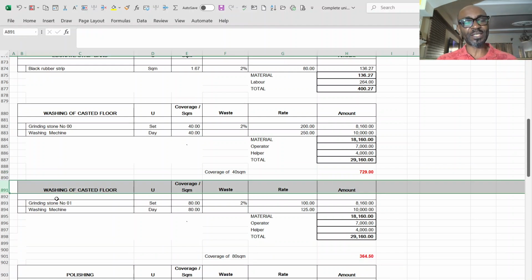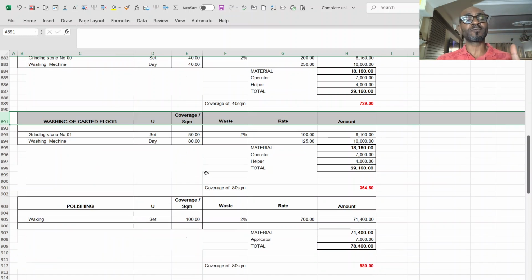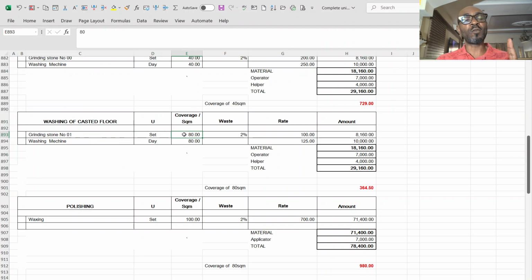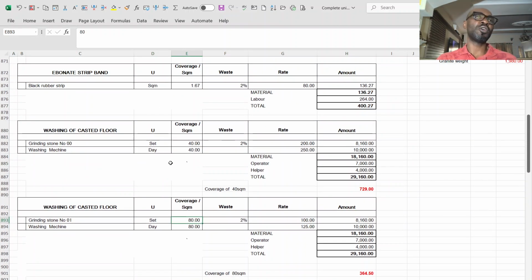Then for the second phase, somebody will be thinking, why didn't I just take the washing in one soup by either adding the 00, 01, 02, depending on what finish that I am trying to attain. Why I didn't do that is because for a 01, the coverage differs, it is 80 square meter, because the 00 have done the dirty job, so now you are beginning to polish. So the stones can grind up to 80 square meters against the 40 that the 00 will do. So that is why I'm not taking the two at the same time.